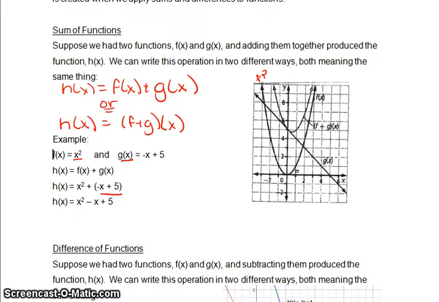I just want to make one little note about the graph of your two original functions, f of x and g of x, and the resulting h of x graph.